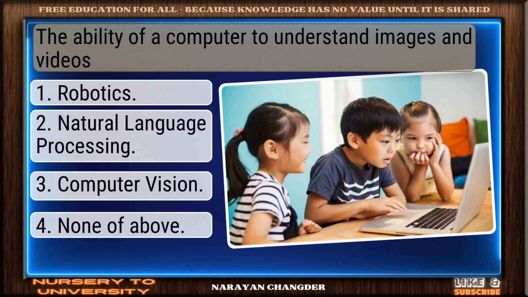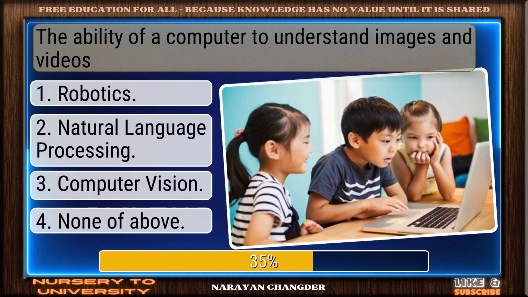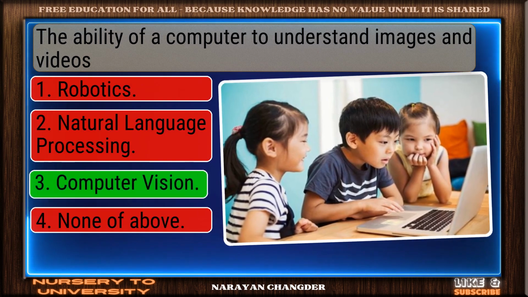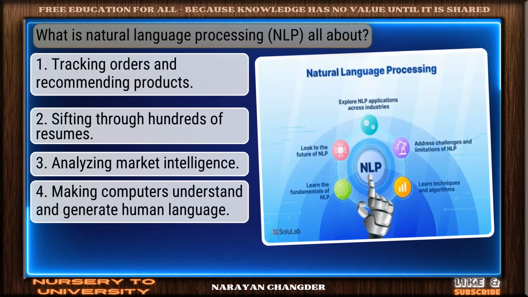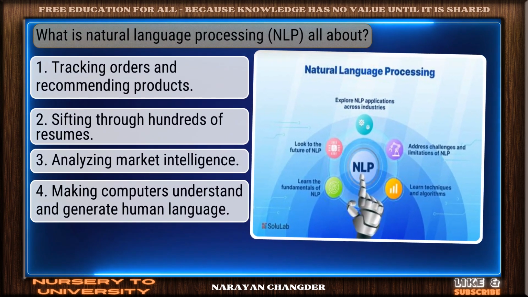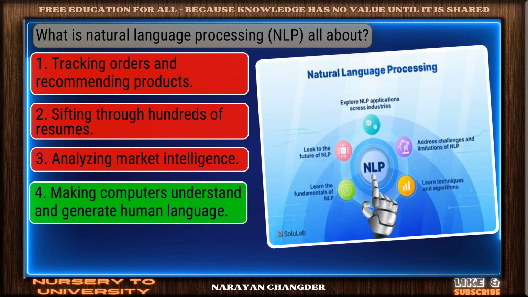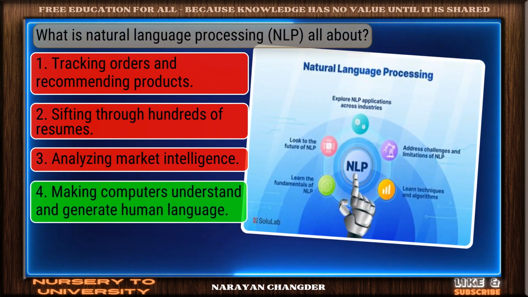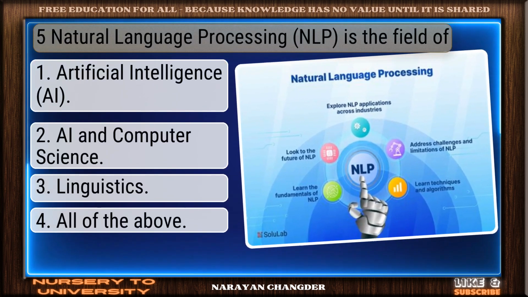Question number 24. The ability of a computer to understand images and videos. Well picked. Computer vision is the correct answer. Question number 25. What is natural language processing all about? You chose making computers understand and generate human language. And it is correct.